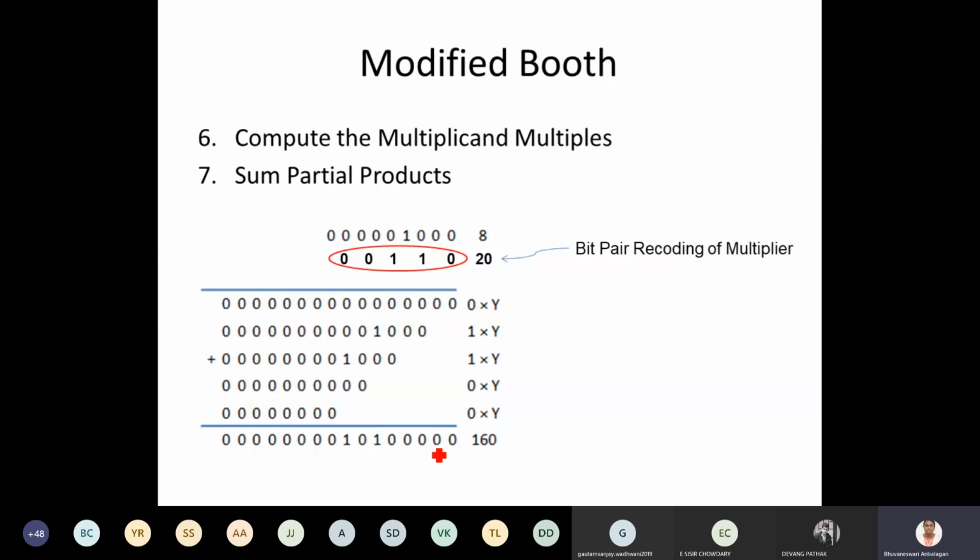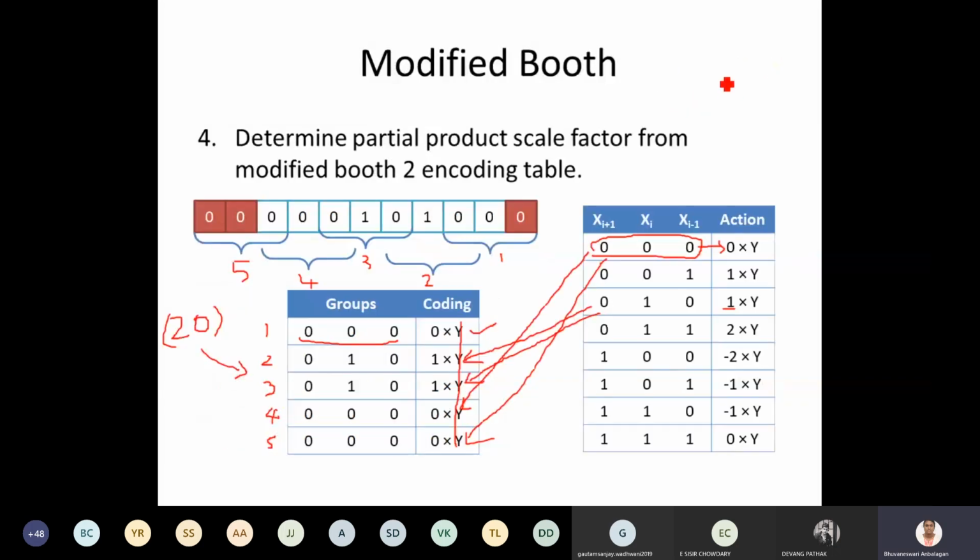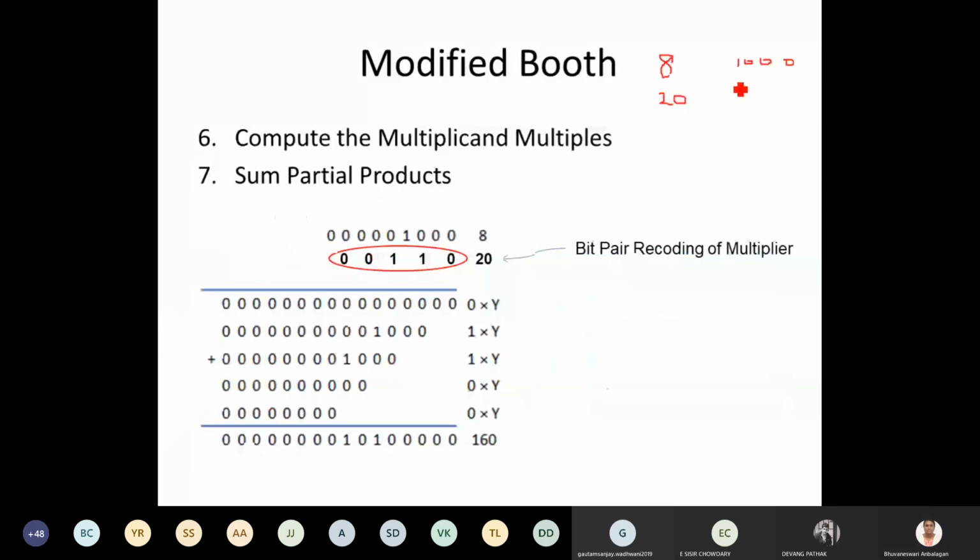Okay, what is the first step? You have to compute the multiplicand multiples. So what I am going to do is, 8 is going to be there. What is the equivalent value for 8? 1, 0, 0, 0. Am I right? For 20, what was the value actually I got? 1, 0, 1, 0, 0. This is what actually I am going to multiply, 8 into 20. Am I right?